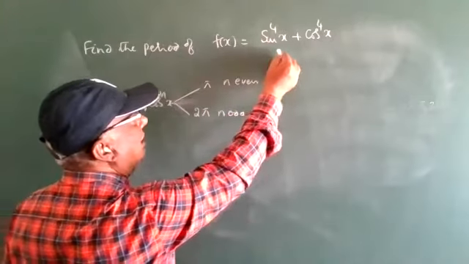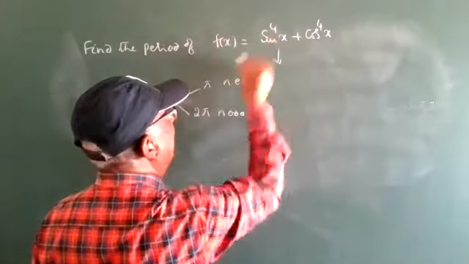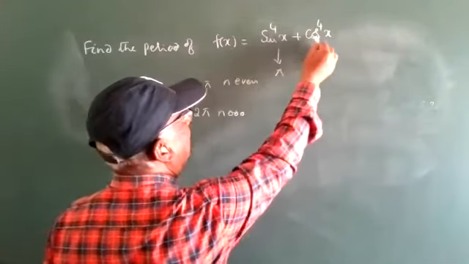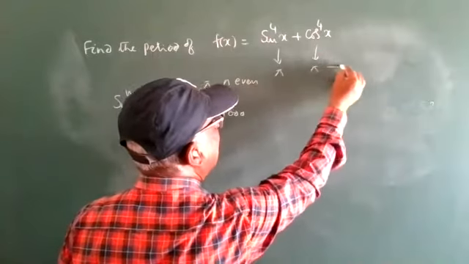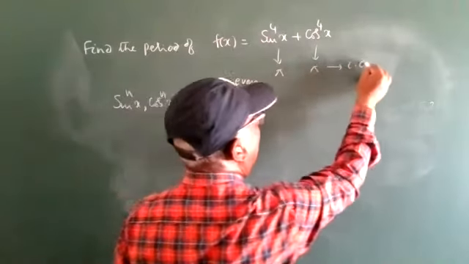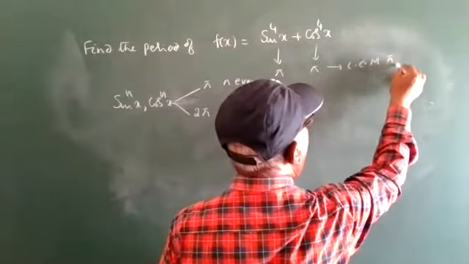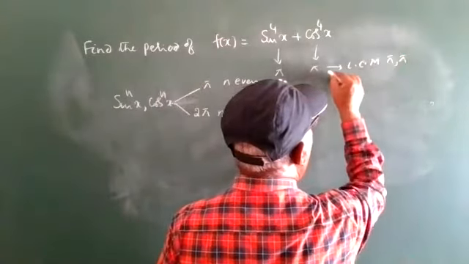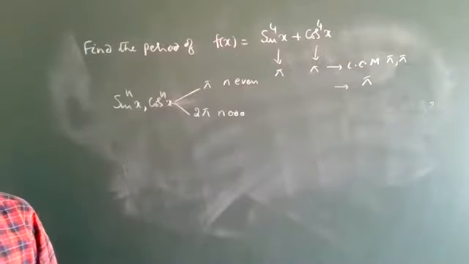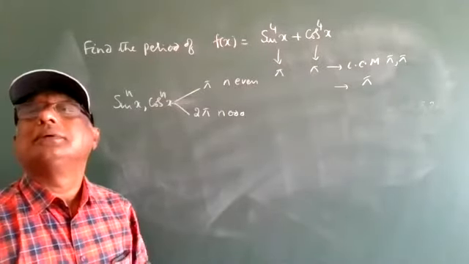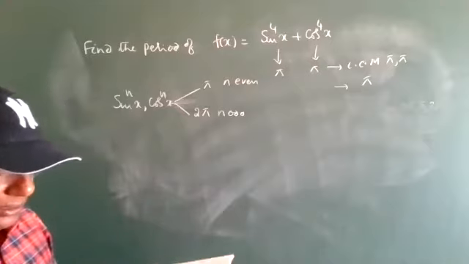So here the sine power is even, so the period is pi. Cos power is even, the period is pi. Both LCM is pi, so the period is only pi. Therefore the answer is pi. That's enough. Okay, right.